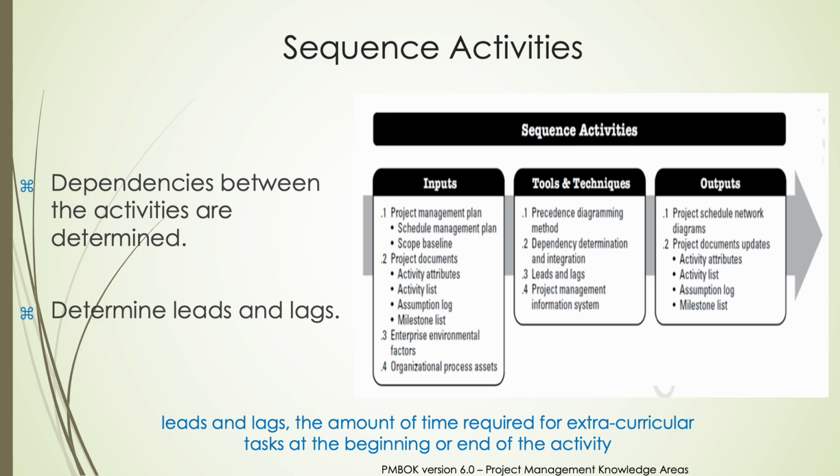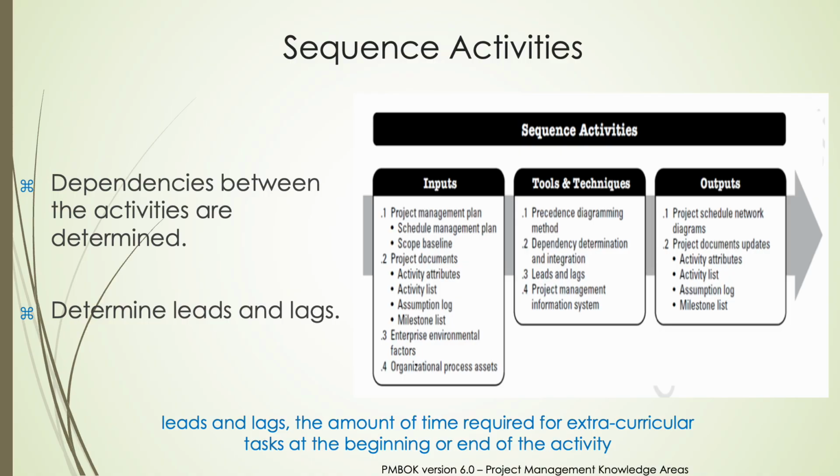This ensures that the project activities are arranged correctly to meet deadlines, manage resources efficiently, and avoid potential conflicts or delays. The outputs of this process include the development of project schedule network diagrams, which visually represent the order and relationships among project activities.